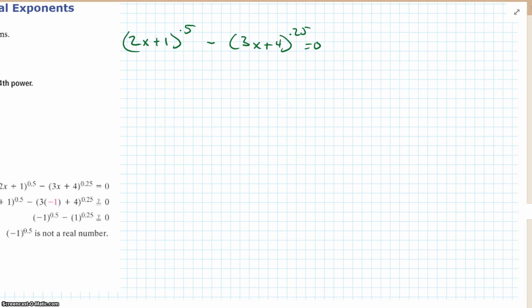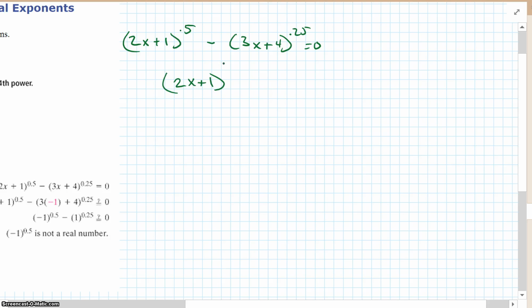Alright, since I can't isolate these, let's set them equal to each other. So I get 2x plus 1, okay, 0.5 is really 1/2, add the other one over. So equals 3x plus 4, and 0.25 we can rewrite as to the 1/4 power.